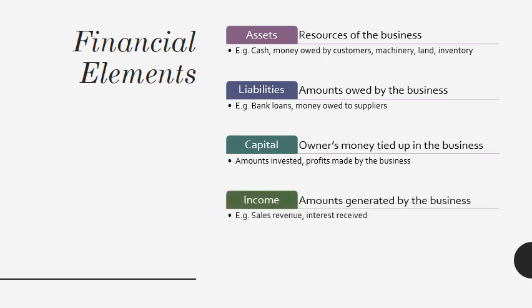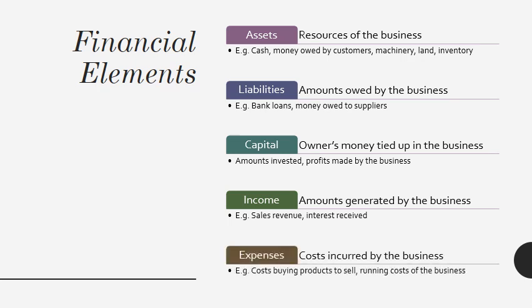Our fourth term is income, and this is the amounts that are generated by the business. The most significant type of income is sales revenue, the amount of money that the business generates from selling goods or services. But there are other types of income as well, such as any interest that the business receives from savings that it might have. Our final term is expenses, and these are the costs that are incurred by the business. So this might be the costs of buying products that are then sold, or the running costs of the business, perhaps the rent of the property that the business uses.